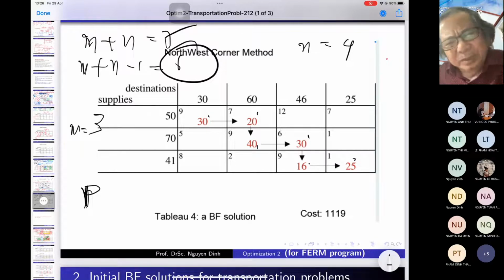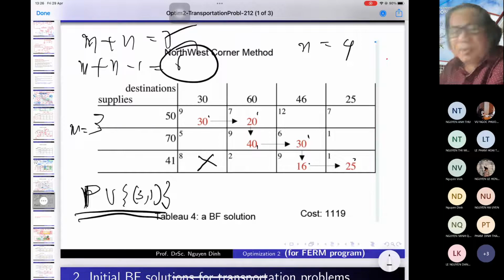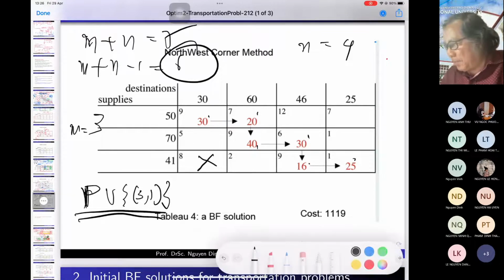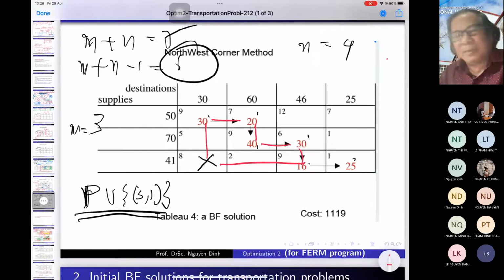So now you take a cell which is not in P. Suppose that you take this cell. Is that okay? You consider the cell 3,1. And you take P plus 3,1. So you have 1, 2, 3, 4, 5, 6, 7 here. Then it will create for you one and only one cycle. The cycle is this, this, this, this, this, and this.